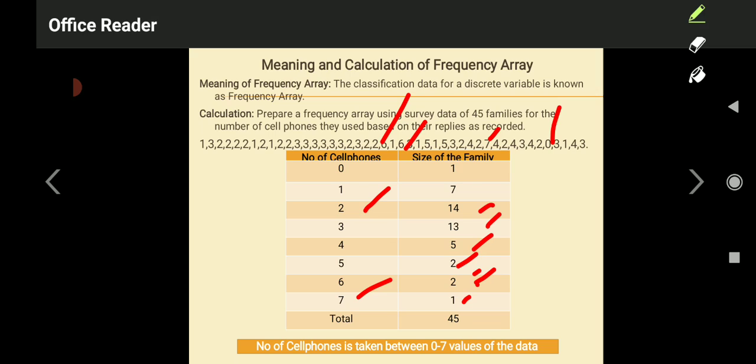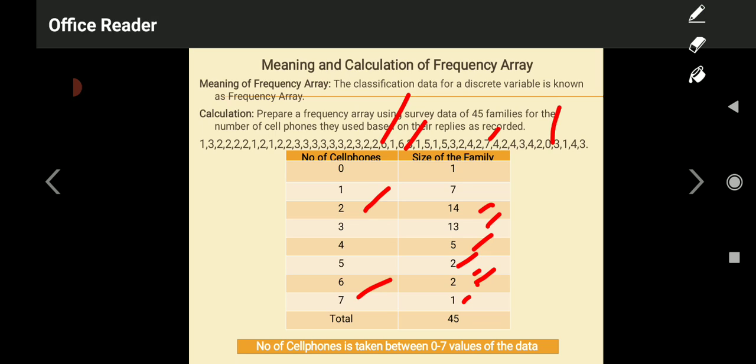And the minimum number of cell phones a family uses is 0, so 0 must be there in the data. And the maximum number of cell phones a family uses is 7, which must also be there. So that is the range for the calculation of this frequency array, 0 to 7. The number of cell phones is taken between 0 and 7 in the data. I hope you understood. This is a very easy calculation, my dear students. You will get 4 marks in 2-3 minutes from this particular question. I hope you understood.